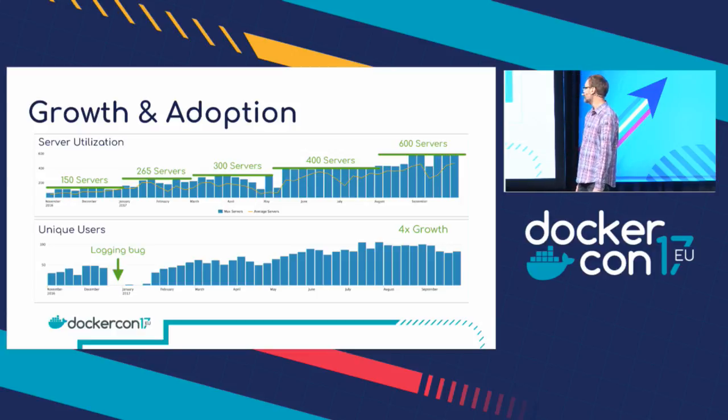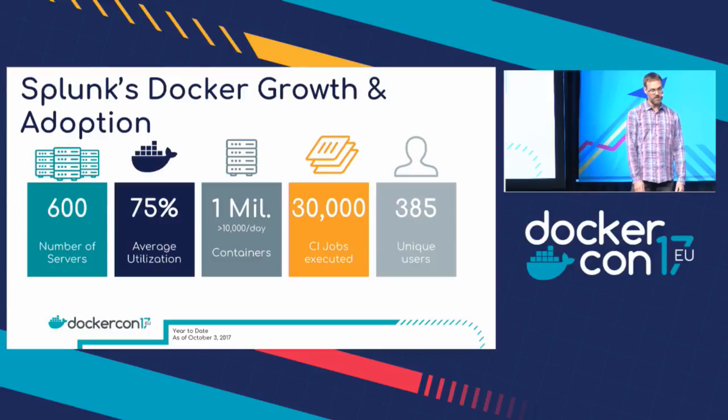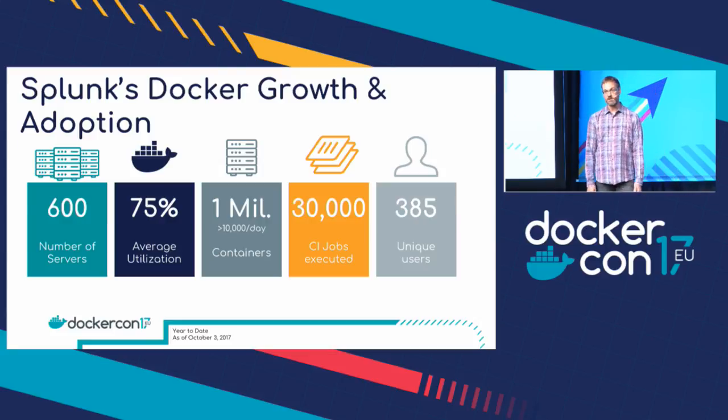As you can see, as we've expanded capacity over time, we've also grown our utilization. We started out with just a small team of developers using the infrastructure, and we've since grown it over the past year by over 4 times to over 100 unique users every week. Since the beginning of this year, over 385 Splunk employees have deployed over 1 million containers to test Splunk in this infrastructure. We're currently averaging between 10,000 and 20,000 test containers a day. In addition, we've also run over 30,000 CI jobs, and we're really just getting started with that.